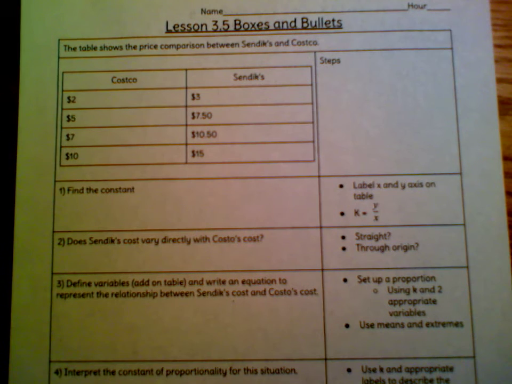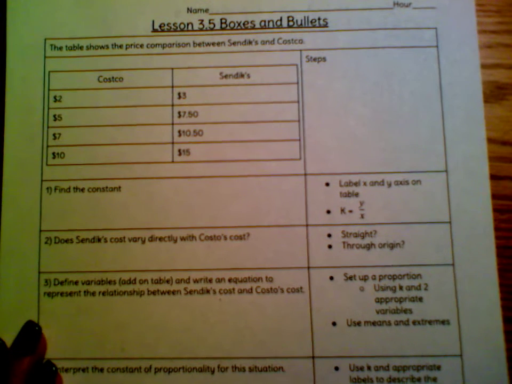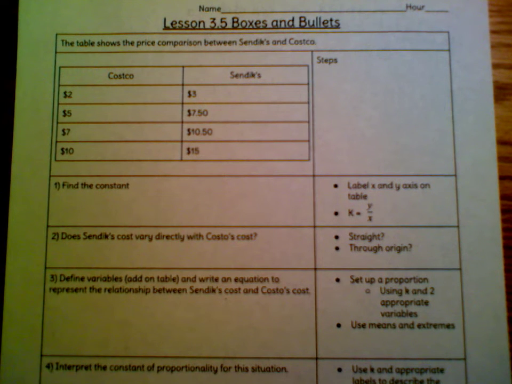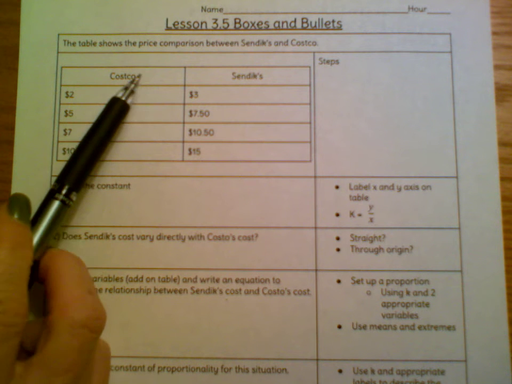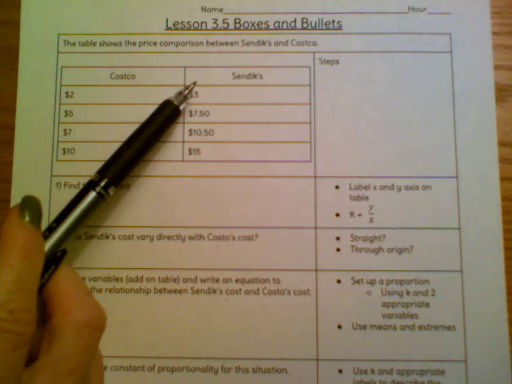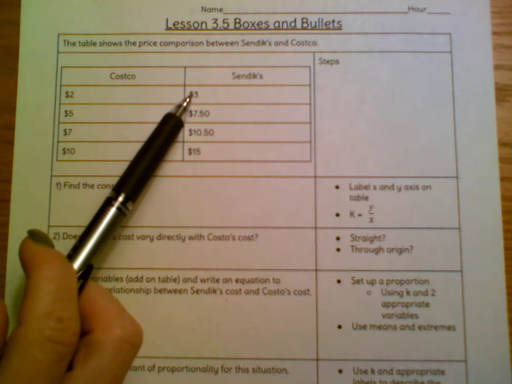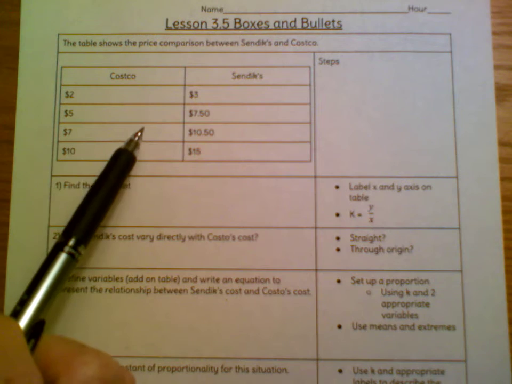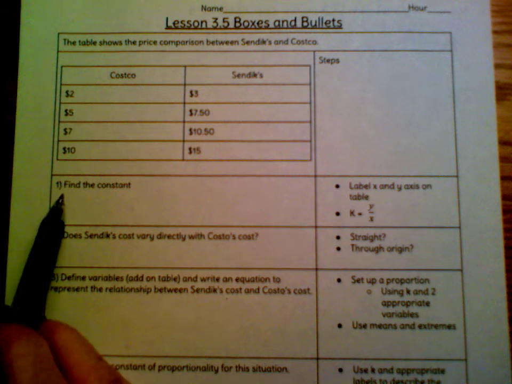So we have a boxes and bullets that we're going to do. Over here are the steps that are going to help me to be able to answer my questions. Now you may or may not need those steps, but they're there for you if you happen to need them. The table shows the price comparisons between Sendik's and Costco. So I see if I spend $2 at Sendik's, I would be spending $3 at Costco, $5 and $7.50 and so on. So first thing it tells me is to find the constant.